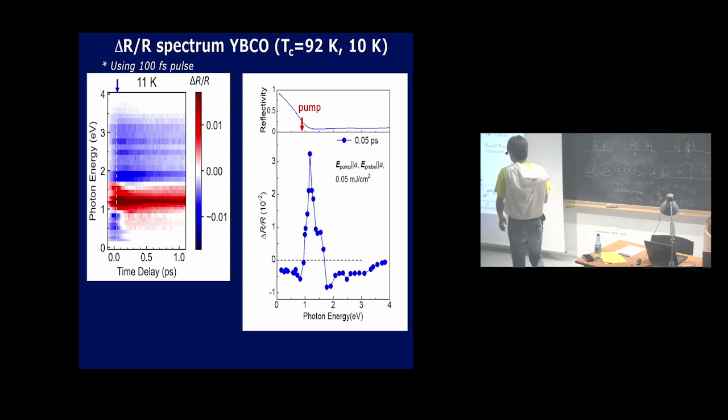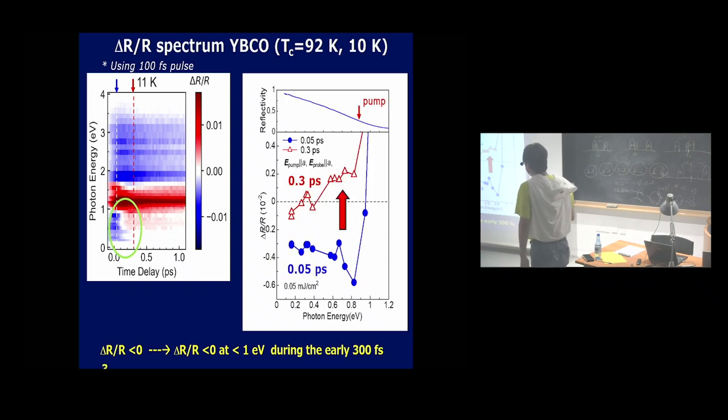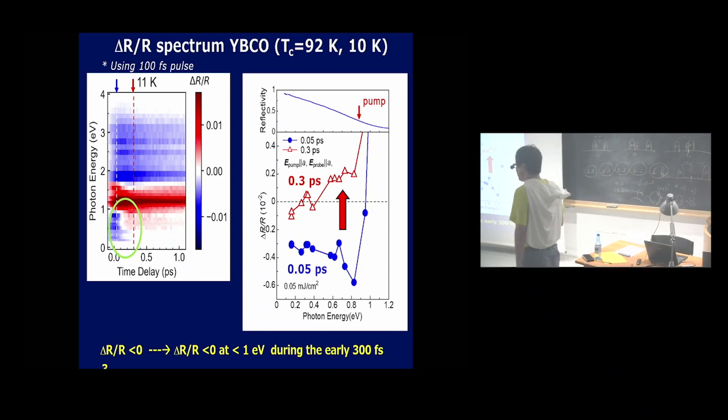Anyway, it is very important that during the first 300 femtoseconds, the spectral shape around here showed a very drastic change from negative to positive, as shown here. And we can expand the figure. The spectral shape showed a very, very drastic change from here to here. We will be able to discuss the origin of this spectral change during the first 200 or 300 femtoseconds.